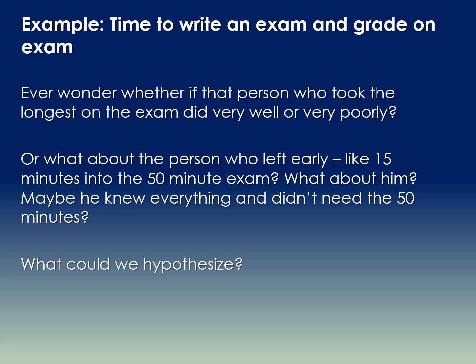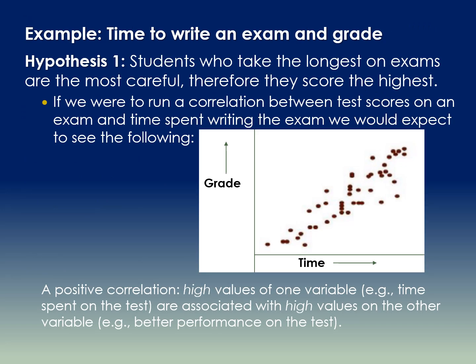Sometimes people hand in their exams early and they might have done actually really, really well. And sometimes people use all the time to write their exam, and they might not have done very well. What could we hypothesize here? We could hypothesize that people who take the longest on exams are the most careful, therefore they score the highest. So if you were to run a correlation between time taken to write an exam and scores on an exam, you would see something that looks like this in terms of a scatter plot.